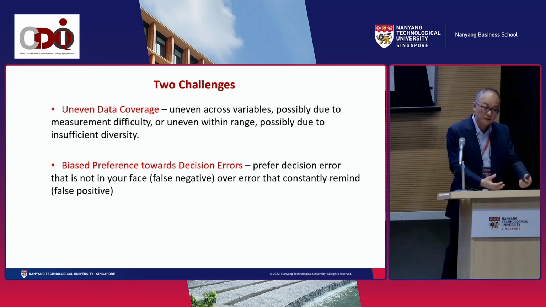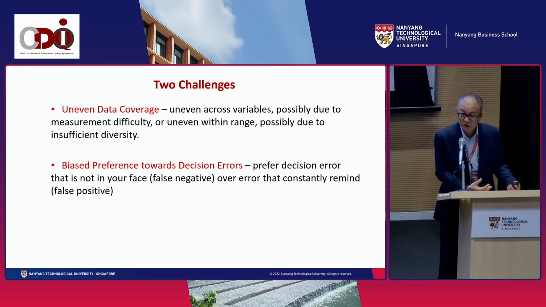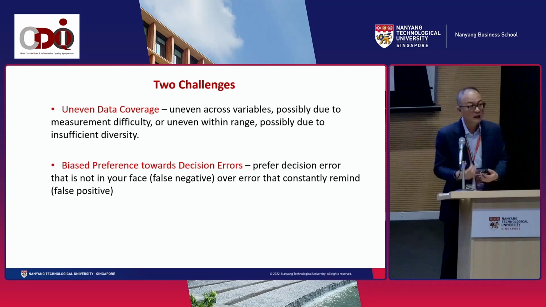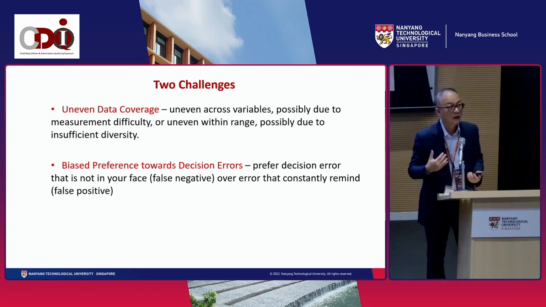Maybe you're very even in age. You have coverage over all different age groups, according to the census that you are seeing. It's very well covered, but not on your gender. So there is unevenness there, across range and within range. These are the kinds of uneven data coverage that I'm facing.